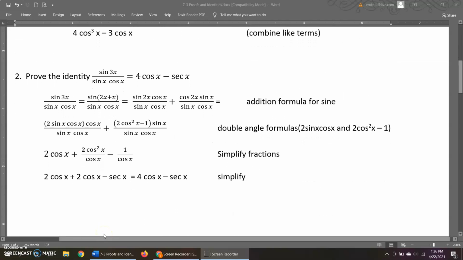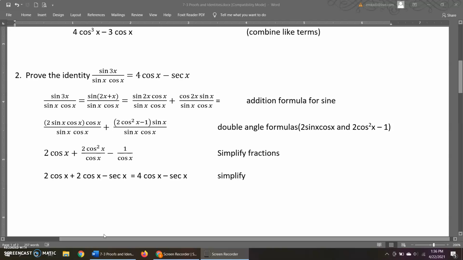So we had to prove this identity. Now I'm going to use the same strategy. I'm looking at this left side. We have sine 3x over sine x cosine x equals 4 cosine x minus secant. So we're trying to make this left side look like the right side. I'm going to use the same strategy we just did.